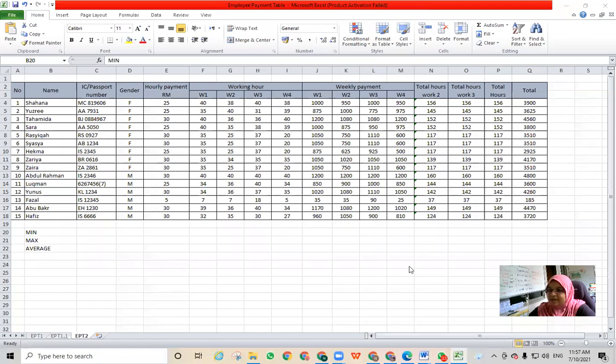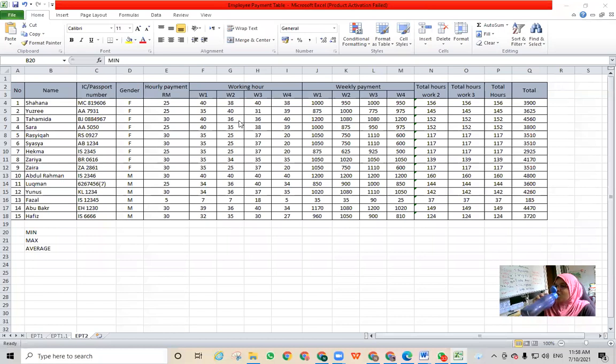In this case, where do you think we can find the minimum? Which column, which header? E, the hourly payments. Yes, correct. Other than Ramiz, who else can answer? Where can we apply this formula? Hourly payment. What about working hour?